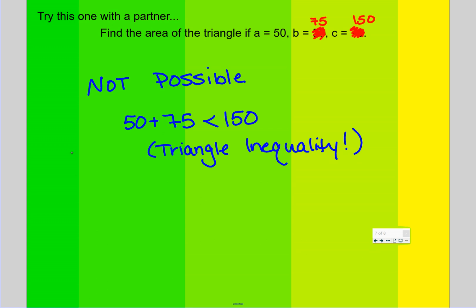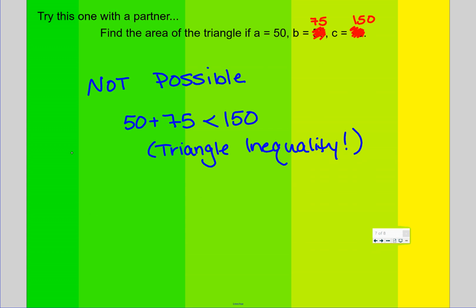So if I add 50 and 75 together, it's smaller than the 150. So it's impossible for all 3 of those sides to meet up. The 2 smaller sides have to be bigger than the larger side. But it'll kind of reveal itself in the formula because you'll get an error when you try to find the area if it doesn't work out. So we don't have to use the formula. Right. If you can just say triangle not possible, the 2 smaller sides are smaller than the bigger side, then yep, you're good. Okay. All right. That's it.